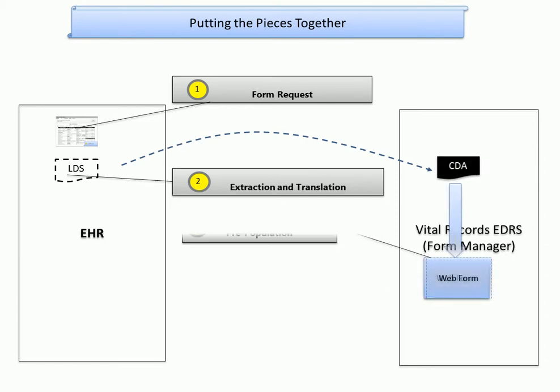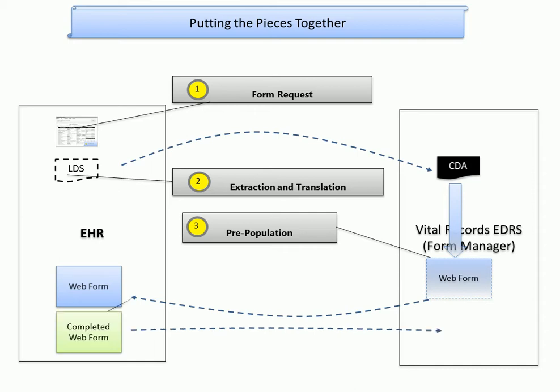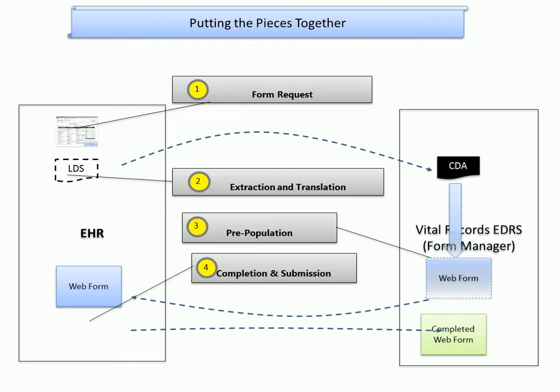The Form Manager uses information in the CDA to pre-populate a web form, and sends it back to the electronic health record. The physician in the EHR completes the web form and submits the certification information back to Vital Records for death certificate registration.